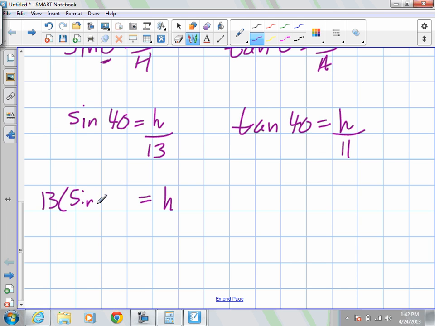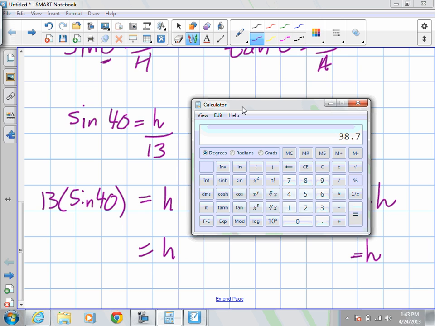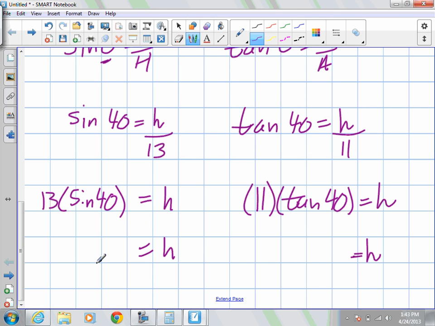I'll get somebody to calculate that. And on the other side, we'll get 11 times tan 40 is equal to h. So we should get the same answer, or approximately the same answer, in each. We'll do the one on the left first with sine. 40 sine times 13 is 8.35, let's say, approximately.